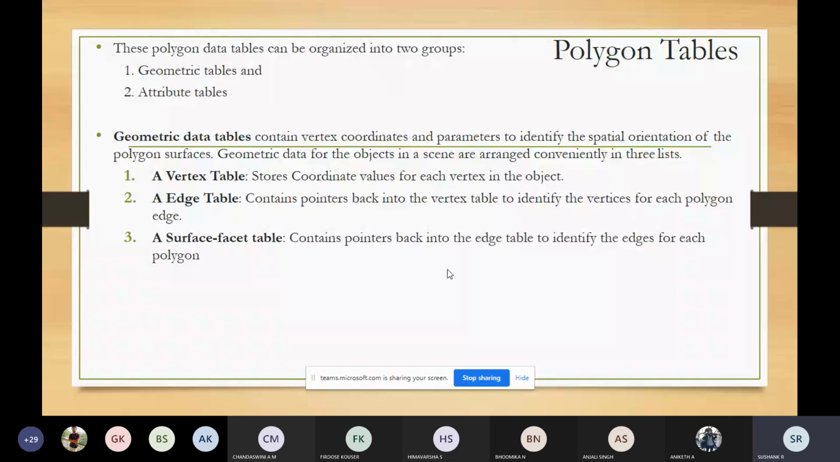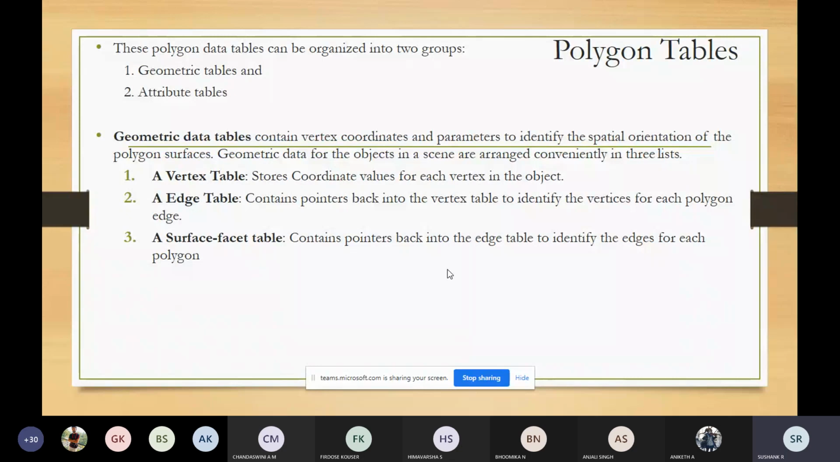And also the attribute table is there. It will contain information like the transparency of that object, the texture part, the reflexivity part, and all these are stored in the attribute table. So the geometric table will consist of vertex details, edge details, and the surface details. The attribute table will consist of the transparency of the object, the reflexivity of the object, then the texture details. All these things will be there in the attribute table.